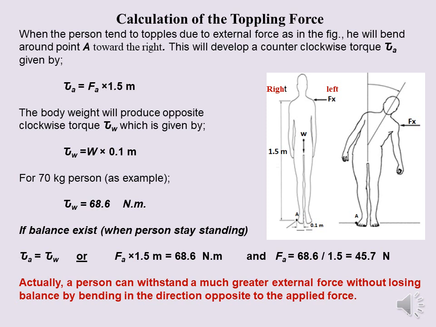When the person tends to topple due to external forces in the figure, he will naturally bend around point A to the right. This will develop a counterclockwise torque K. If the person stays stationary, this means that his weight produces a torque W to balance the force torque. Then by setting both equations for torques as equal, we can find the amount of toppling force. Now you can follow the equations. Note, actually, a person can withstand a much greater external force without losing balance by bending in the direction opposite to the direction of the applied force.